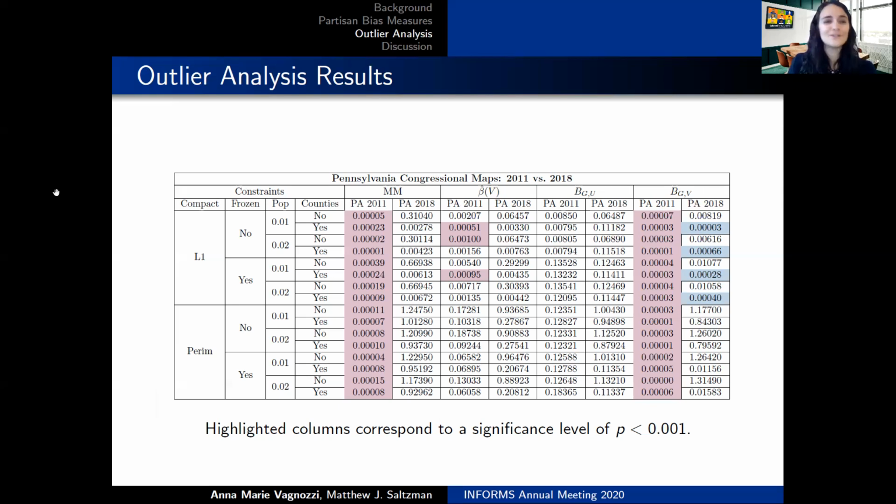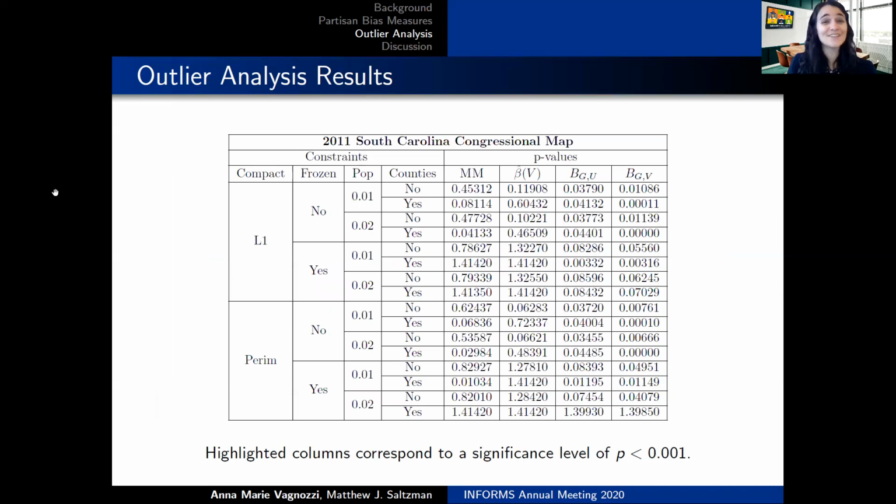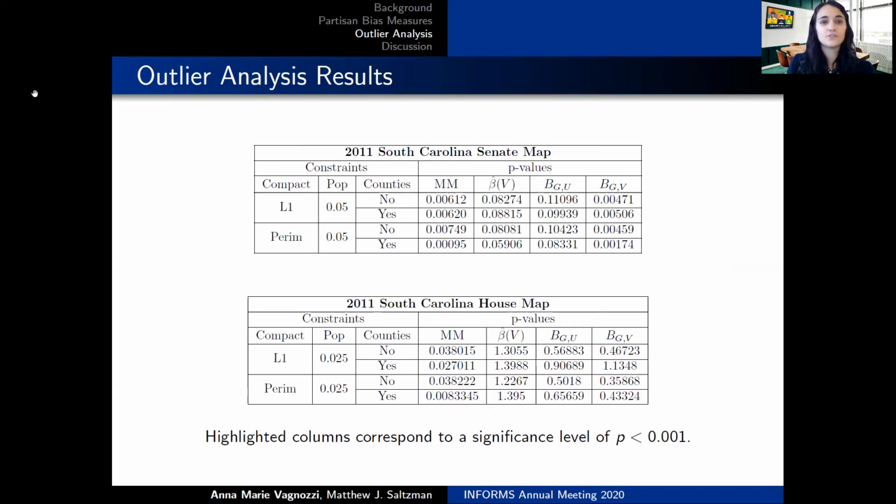So then, what do we see in South Carolina? Well, the answer is not anything super interesting. Under all of our bias measures, we have a few map constraint combinations under which outlier analysis identifies a statistically significant result. Even under the median-mean metric and the variable geometric bias measure, which we identified on the previous slide as being reliable and consistent indicators of bias. So we see this in both the South Carolina congressional maps and the two legislative maps.